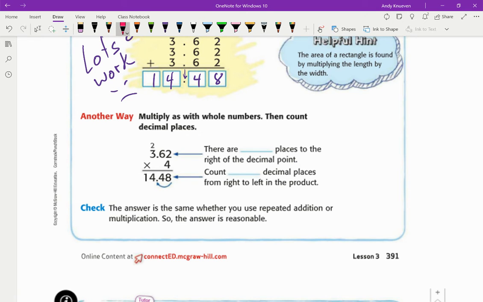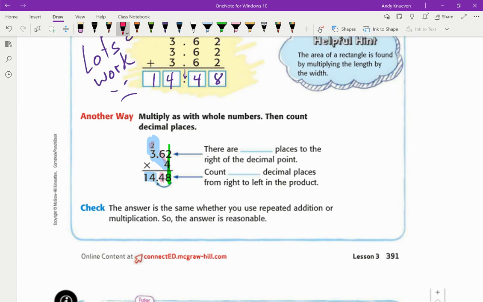So the first thing is we're going to multiply. So we have 4 times 2, we have 8. Then we have 4 times 6, we have 24. 4 down, carry the 2. And then we have 4 times 3. 4 times 3 is 12, plus 2 is 14. All right. So 1,448 at the moment.